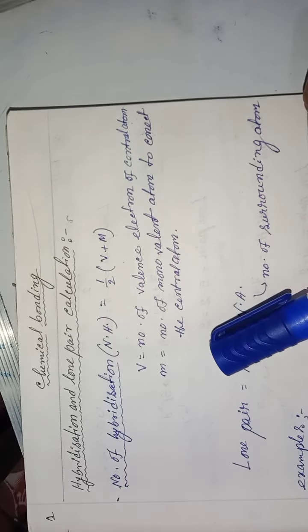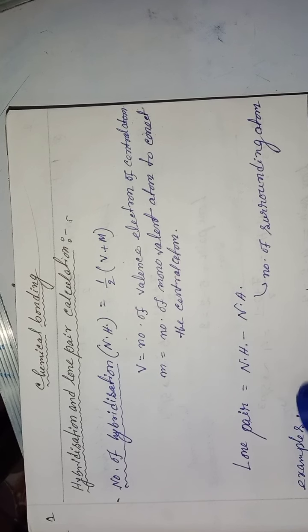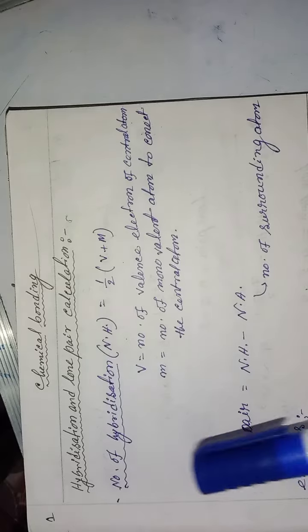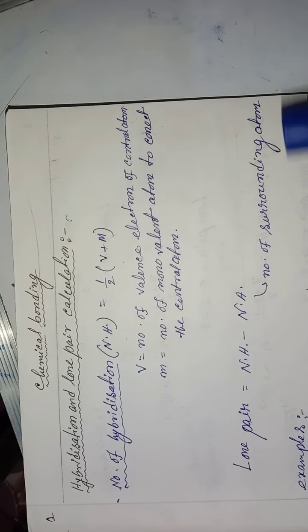The number of monovalent atoms: sodium, potassium, rubidium, cesium, and also the group 7 elements, all the monovalent elements, that is fluorine, chlorine, bromine. The number of lone pair is equal to NH minus Na. What is N? NH is equal to the number of hybridization and Na is equal to the number of surrounding atoms.